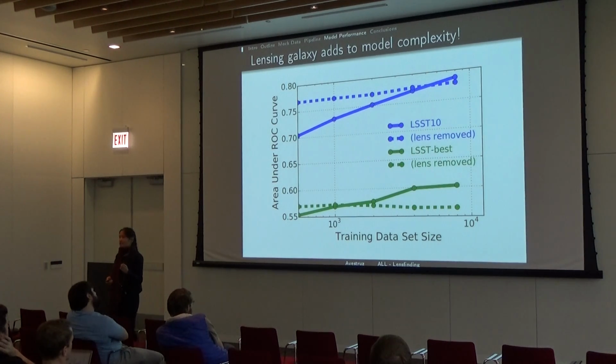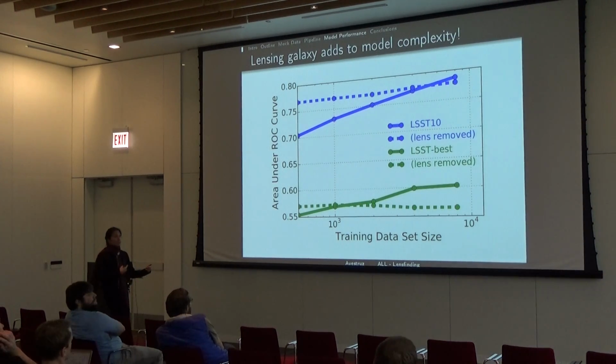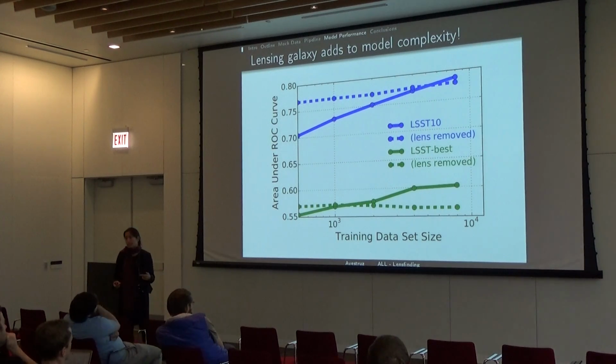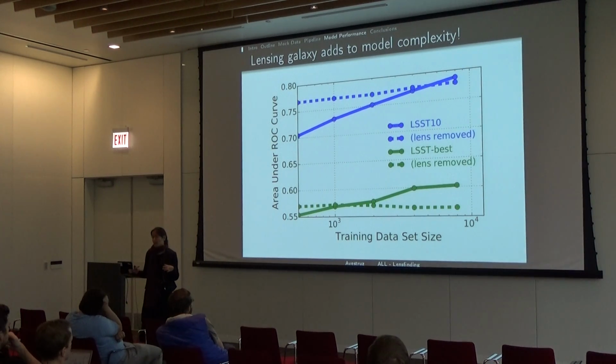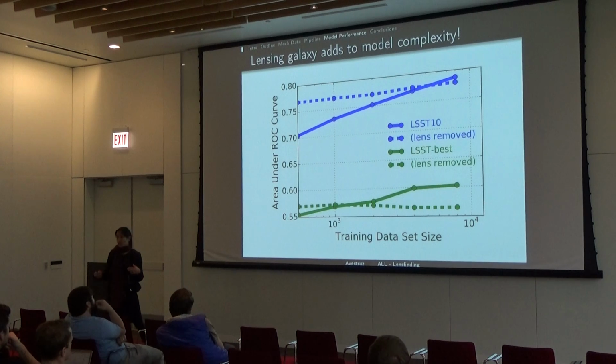What we realized from this is that the central lensing galaxy actually adds to the model complexity. It adds useful information that allows you to tell a model classifier whether this is an arc or not an arc. So with increasing data set size, you're able to describe a wider range of features, a wider range of complexities, that can increase model complexity and take into account the effects of the central lensing galaxy.